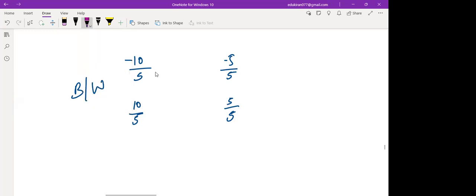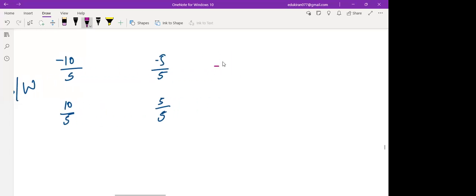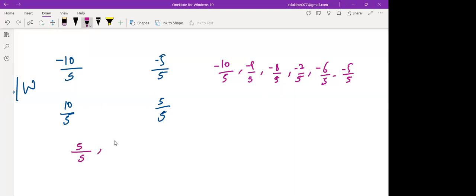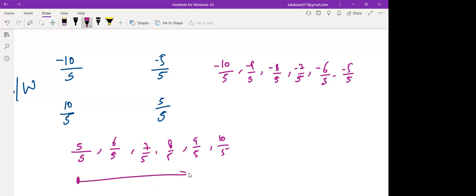When you write the rational numbers over here, you will write it like this. Minus 10 upon 5, then minus 9 upon 5, minus 8 upon 5, minus 7 upon 5, minus 6 upon 5, and then minus 5 upon 5. But when you write it like this, 5 upon 5, 6 upon 5, 7 upon 5, 8 upon 5, 9 upon 5, and 10 upon 5. So whenever you get the answer in negative, it becomes opposite. In negative, you start from the greater to the smallest. But in positive, you start from the smallest to the greatest.